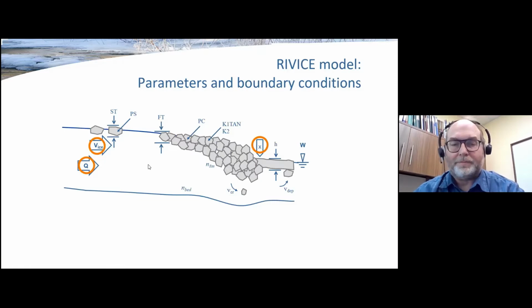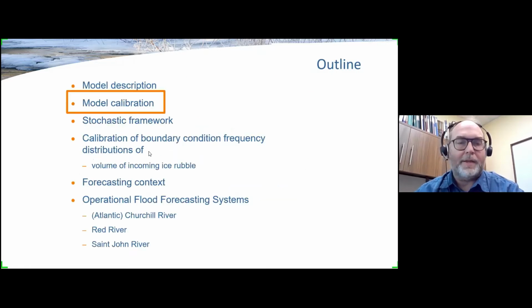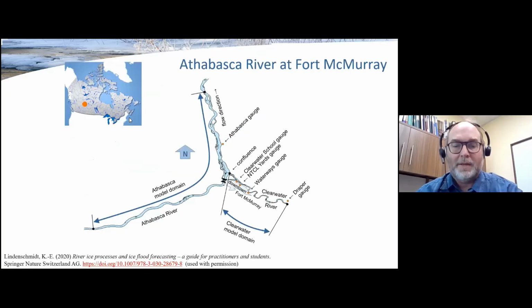And so first, before we can go into the framework, we need to calibrate our model as a deterministic model. I already went into a bit of the study site here at Fort McMurray. And our model domain, I'm just going to concentrate here on the Athabasca River. So from this point here, our upstream boundary, and then our downstream boundary here as well.